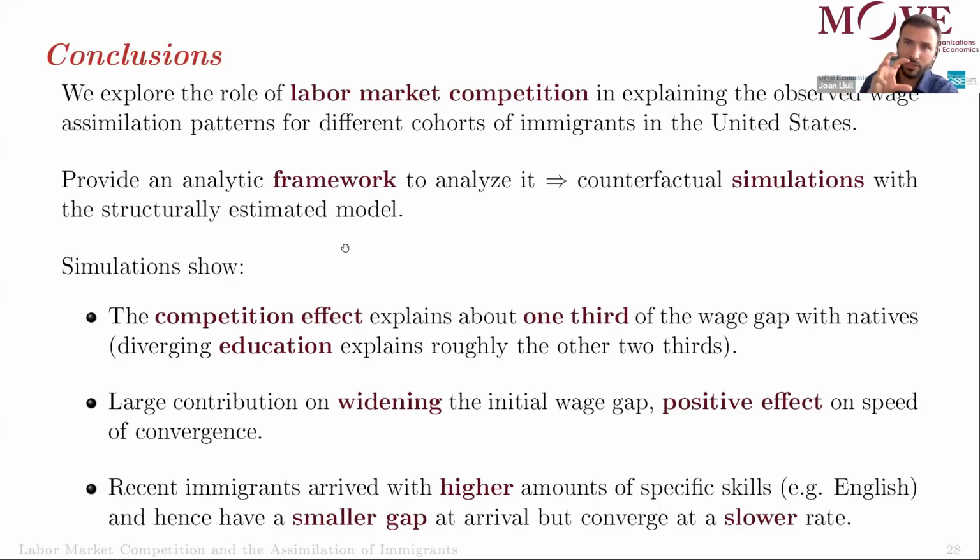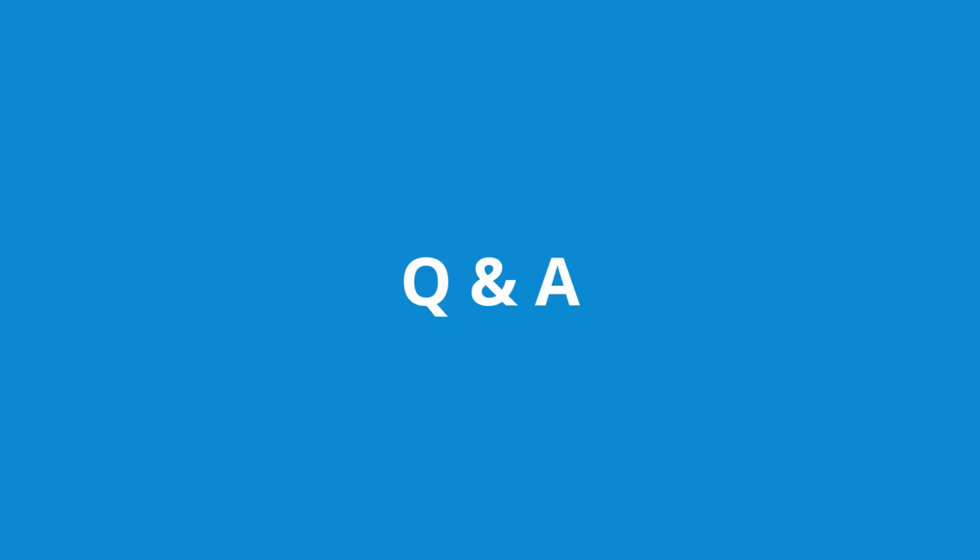And finally, we observed that recently arrived immigrants seem to have higher, not lower, amounts of unobservable skills, for example, English. This could be driven by increasing globalization, we speculate. Hence they have a smaller initial wage gap, but then they converge at a slower rate in consequence. Okay, I'm going to stop here.